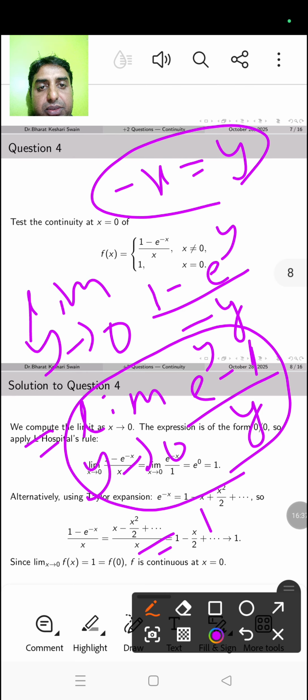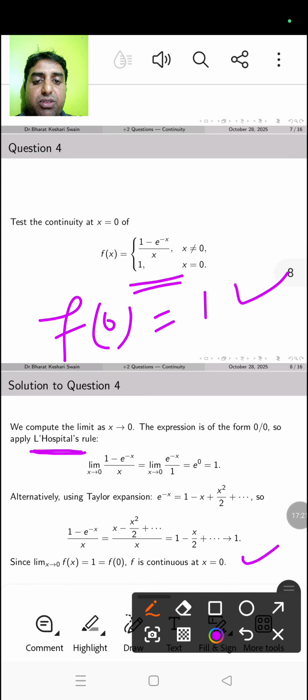Otherwise, here you can also use the L'Hospital rule. We have discussed this L'Hospital rule in our first lecture of the limit. You can see there what the L'Hospital rule is.